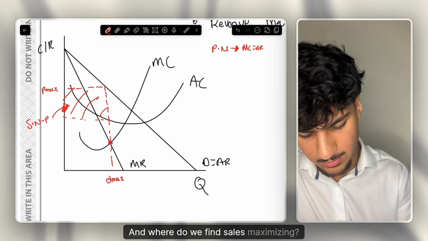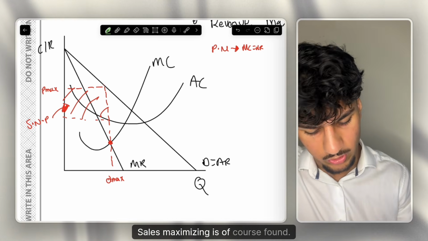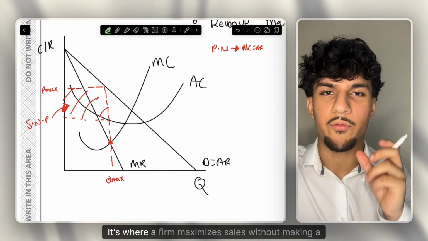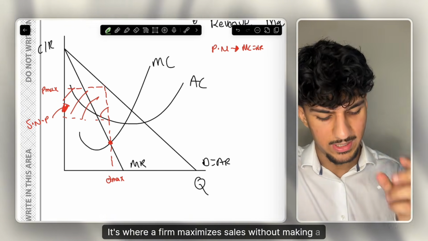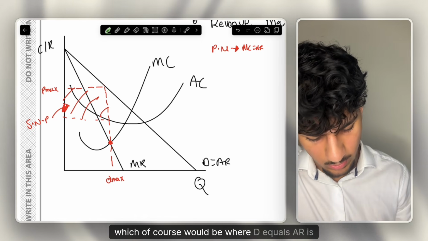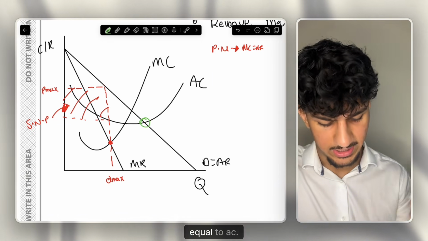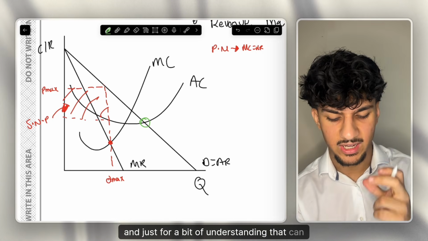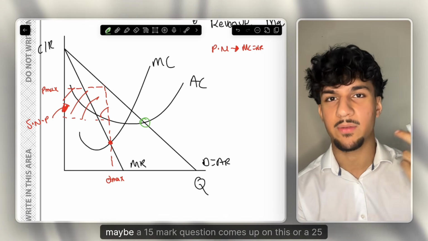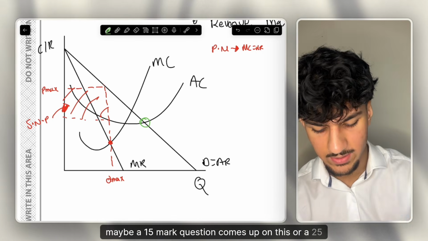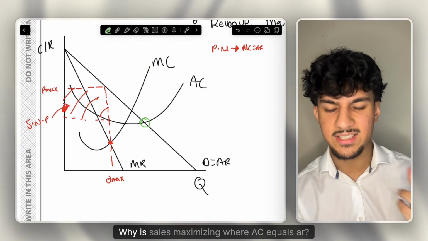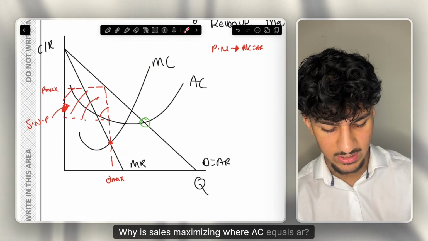And where do we find sales maximizing? Sales maximizing is of course found, remember what I said, it's where a firm maximizes sales without making a loss, which of course would be where D equals AR is equal to AC. And just for a bit of understanding that can actually be used in your bigger essays, maybe a 15-mark question comes up on this, or a 25-mark question comes up on this. Why is sales maximizing where AC equals AR?